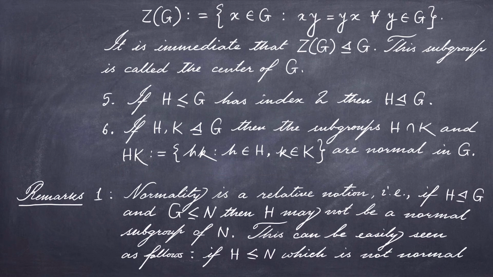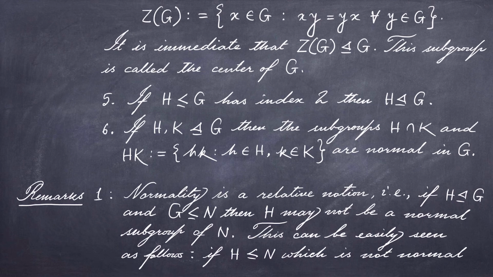Before we go ahead, let me make a few remarks. The first remark is that normality is a relative notion, not an absolute notion. What I mean by this is that if H is a normal subgroup of G and G is a subgroup of some bigger group N, then H may not be a normal subgroup of N. This can be easily seen.